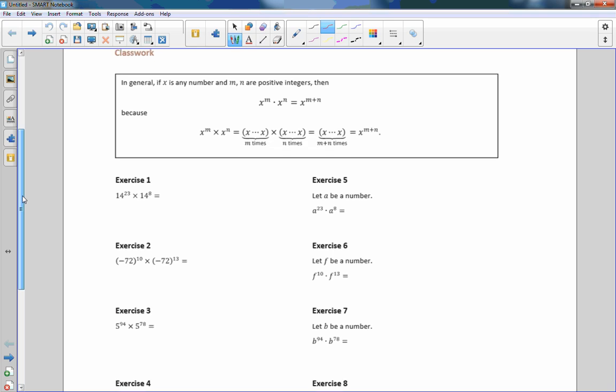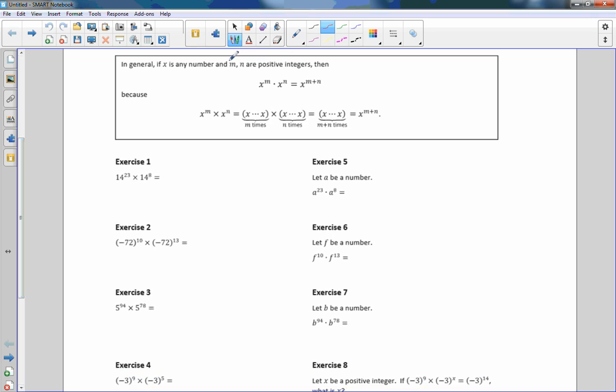Okay, so in general, if x is any number and m and n are positive integers, then x to the m times x to the n equals x to the m plus n. Okay? All right. Now, x is called a base, and this is the power. Those are what we call them. Or we could say this is a base, and it's an exponent.